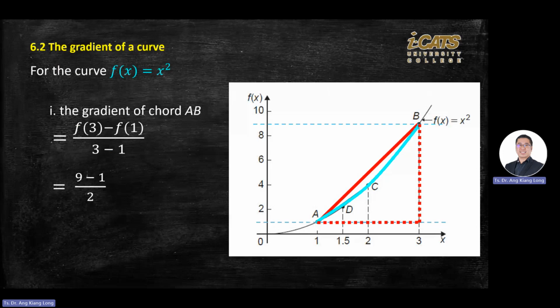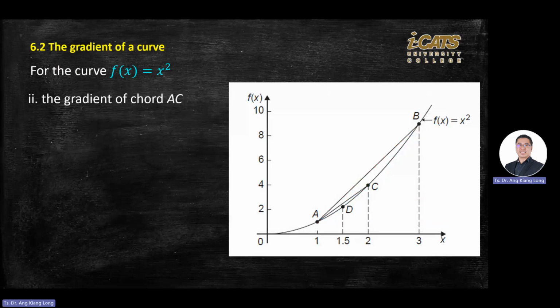Then how do you get 9? You substitute into the function that you learned five minutes ago. Function 3, substitute into here, you get 9. Function 1, you get 1. And at the end, you get 4. This is the way when you want to get the gradient for that graph.